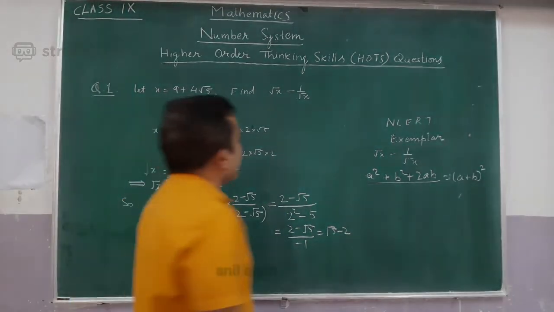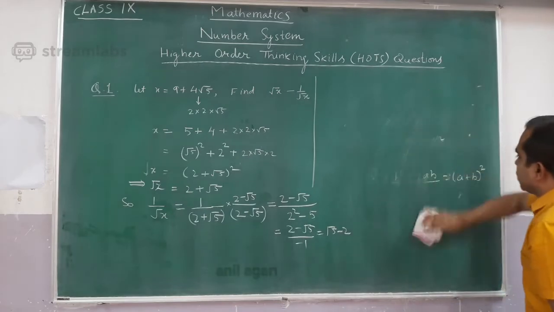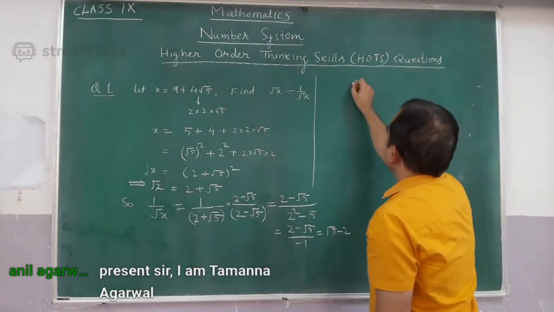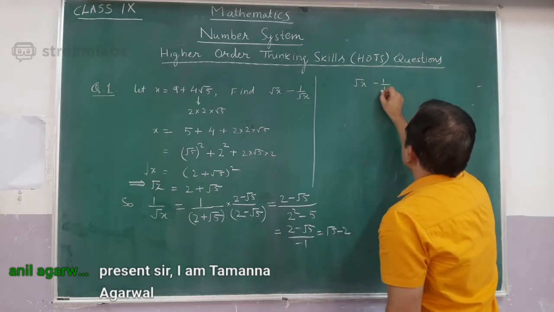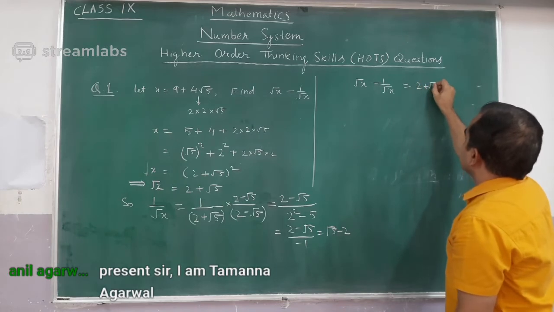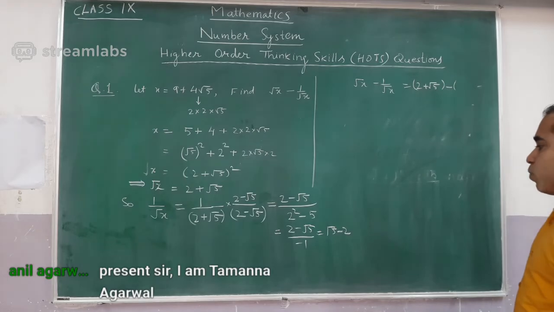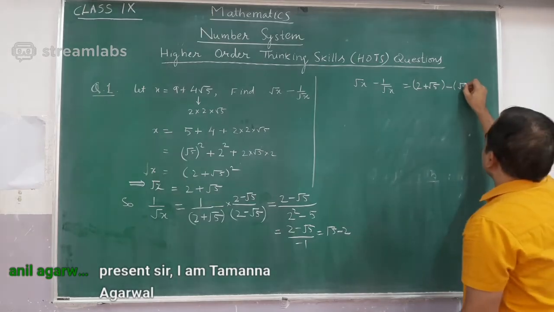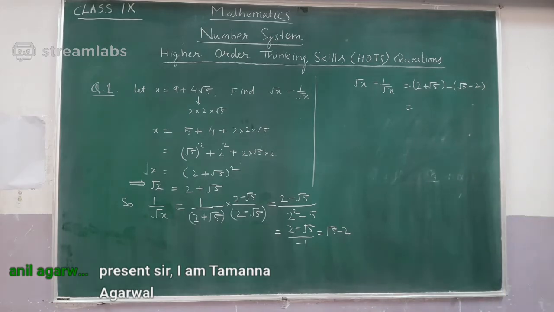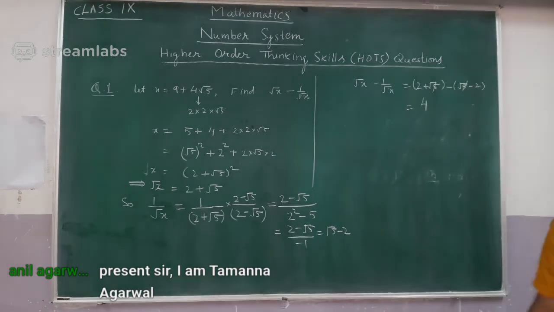And now what do we have to find out? We have to evaluate the number root x minus 1 upon root x. Let's put in the values. Root x was 2 plus root 5 for us, and minus 1 upon root x is minus of root 5 minus 2. And if you simplify, how much will it become? 4. And that's our answer, right?